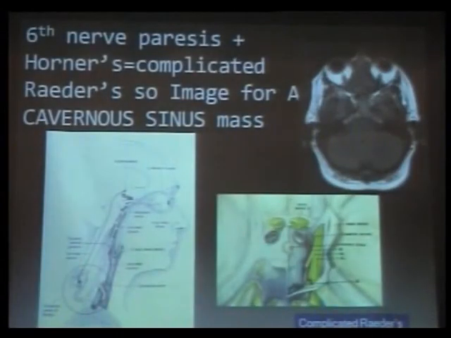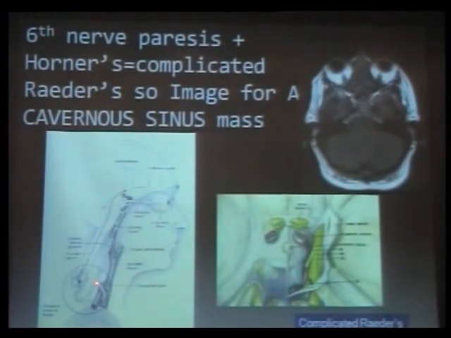So the point of that is check pupils in your 6th nerve palsy patients and be sure that you don't have a Horner syndrome, because that in effect complicates your 6th nerve palsy and makes a local tumor at the base of the skull very worrisome.